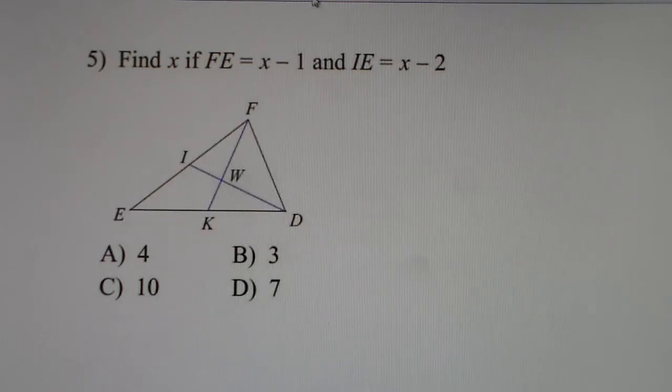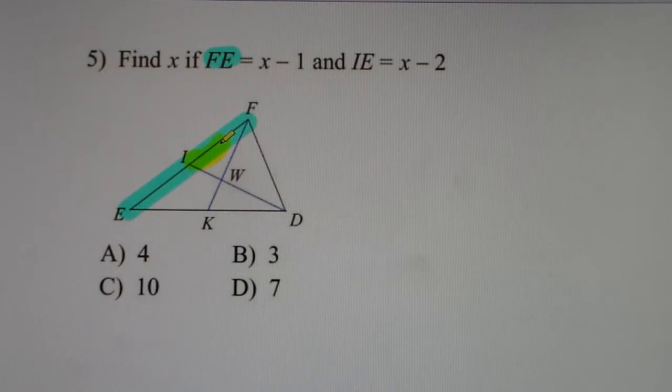Looking at number 5, it gets a little bit more fancy. They cross here. So let's just talk about number 5 as far as setting it up, and then I'll let you do the rest of the problems on your own. So FE is this whole entire side over here. So that whole big thing is x minus 1.